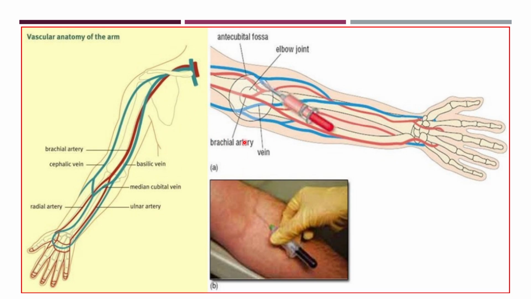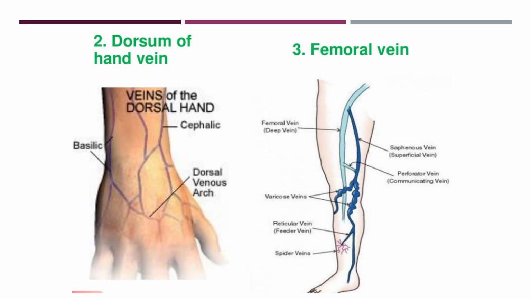This shows the vascular anatomy of the arm, showing the antecubital fossa. This is again a similar figure showing the back of the hand, the dorsum of the hand, where the basilic vein, dorsal venous arch, and cephalic vein meet. And in very rare cases, apart from these two sites, the antecubital fossa and the dorsum of the hand, you will require to collect the blood from elsewhere.